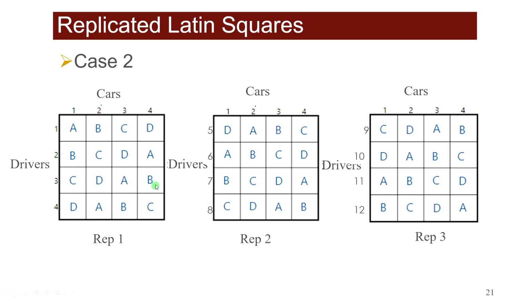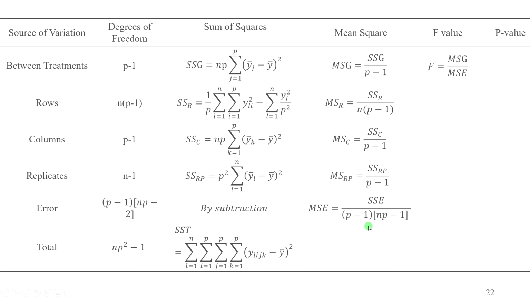In the second case, one of our blocking factors, either the row or column, is going to be the same across replicates, whereas the other will take on new values in each replicate. For example, we keep using the same cars, so we use the same 4 cars for the 3 replicates, but we use different drivers. We use 1, 2, 3, 4, the 4 drivers in replicate 1, but another 4 different drivers in replicate 2, and another 4 different drivers in replicate 3. So in total, we use 12 drivers. In this case, with n replications, the ANOVA table is shown on this slide.